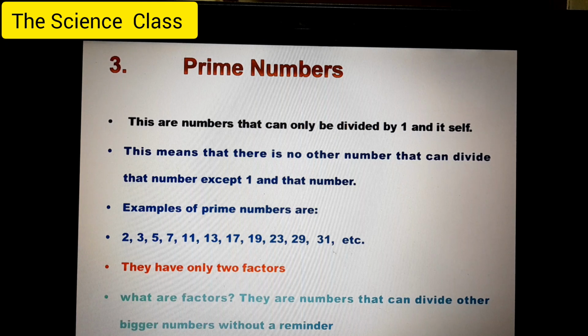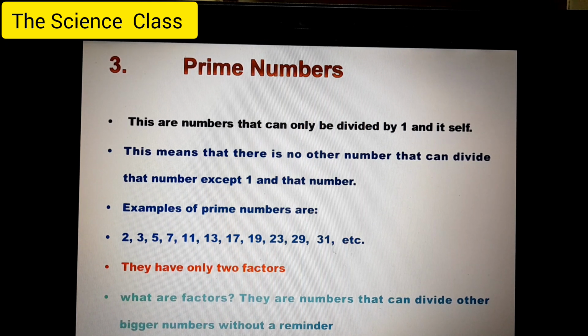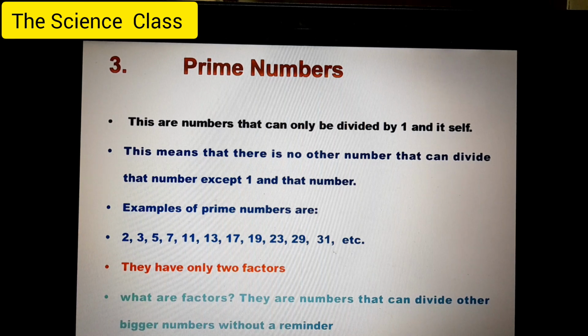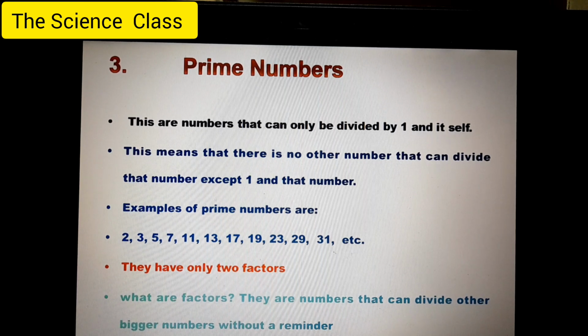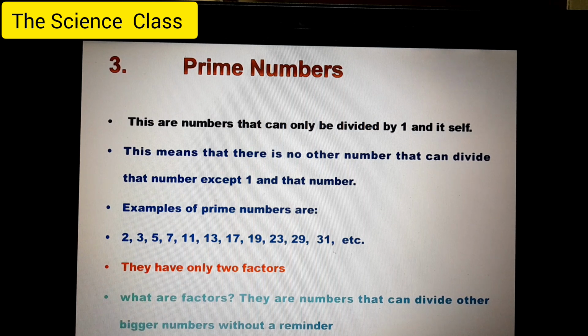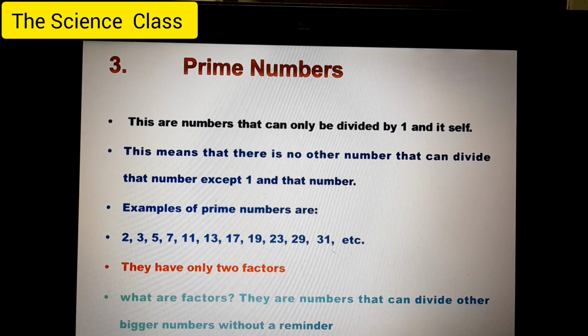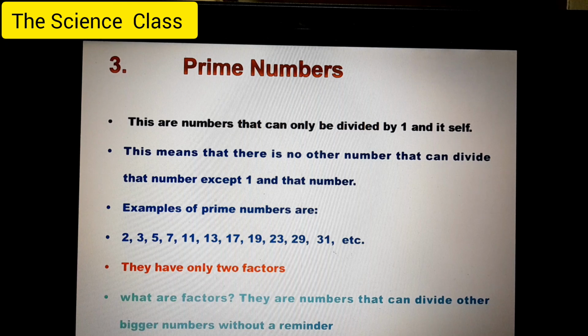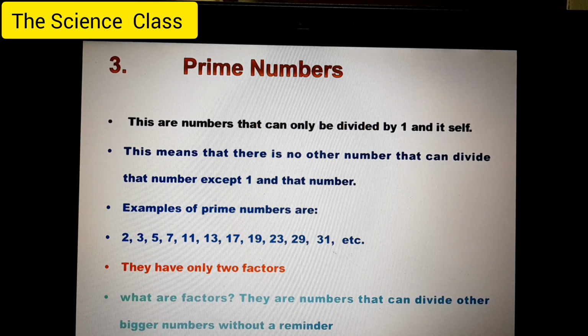These are numbers that can only be divided by 1 and itself. This means that there is no other number that can divide that number except 1 and that number. Examples of prime numbers are 2, 3, 5, 7, 11, 13, 17, 19, 23, 29, 31, etc. They have only 2 factors.